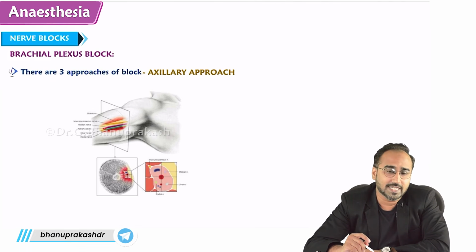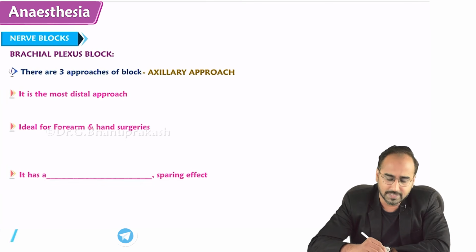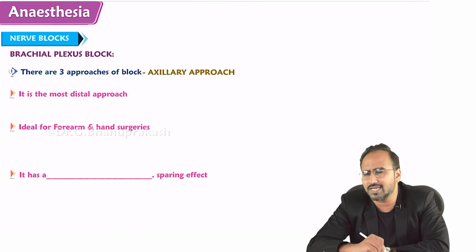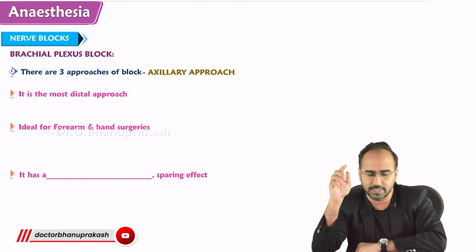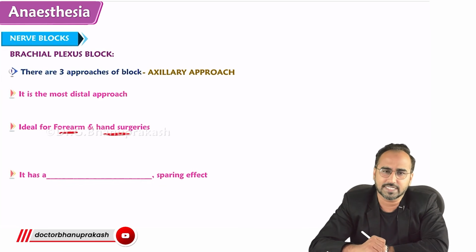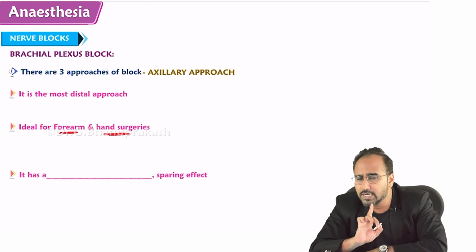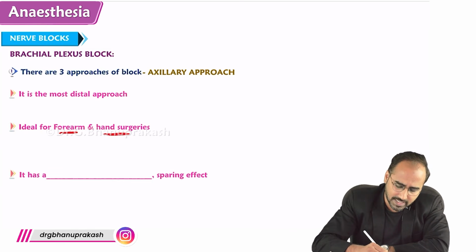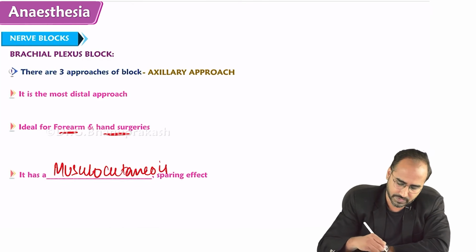But guys, is it the proximal or the distal approach? This is the most distal approach of brachial plexus. As it is a distal approach, it only blocks the distal roots. Hence, it is used for what surgeries? Hand and forearm surgeries. With the axillary approach, many nerves are spared, but one nerve is exclusively spared. What is the nerve that is being spared over here? Musculocutaneous nerve.